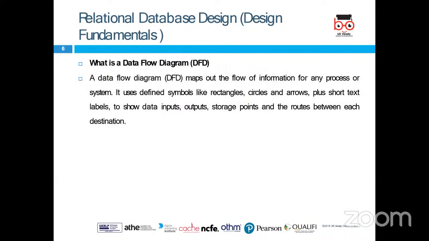Now we have to look into the data flow diagram, which simply maps out the flow of information for any process or system. So you basically use symbols like rectangles, circles, and arrows, plus short text labels to show the data inputs, outputs, storage points, and the route between each destination. So as we can see, these diagrams are pretty much useful in order for us to define our symbols.